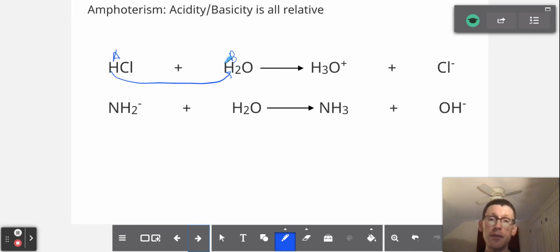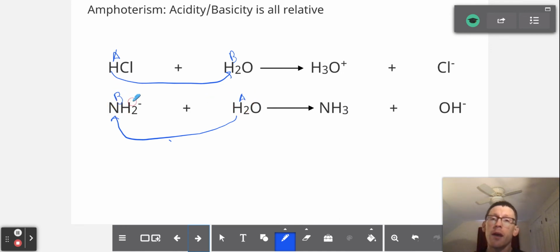Now, we've seen water acting as a base in this case, but water can also act as an acid. In this case, we have NH2 minus, which is an extremely strong base, reacting with water, which is somewhat basic, as we can see, but it also is capable of acting as an acid. What's happening here is that the H plus is going over, and we end up getting NH3 and OH minus. So our acid is water in this case, and our base is NH2 minus.